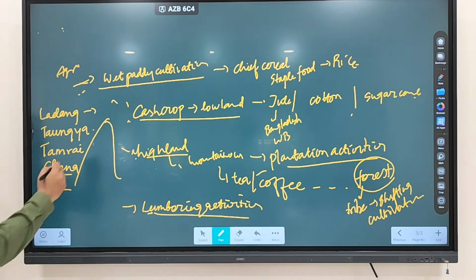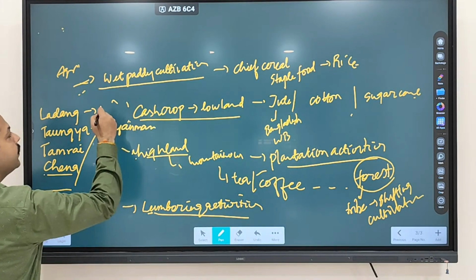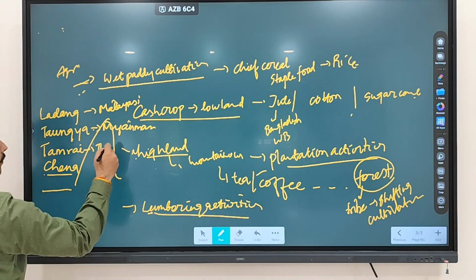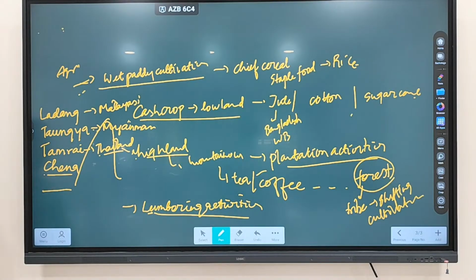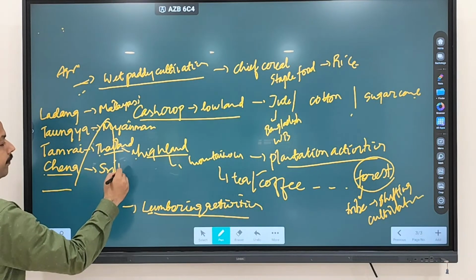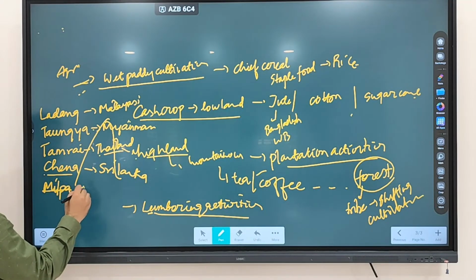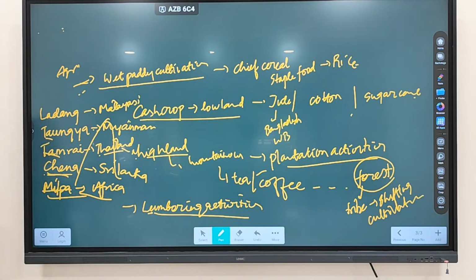Tonga in Myanmar. The Tamrai, Thailand. Chena in Sri Lanka. Milpa, this is in Africa. So these are the tribes practicing which type of cultivation? Shifting cultivation, which is dominating in these regions.